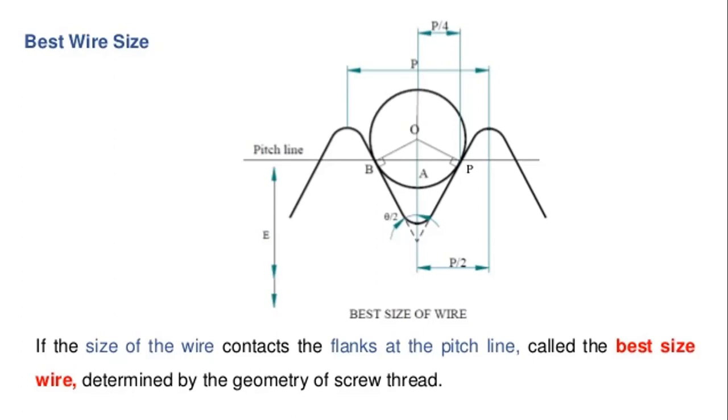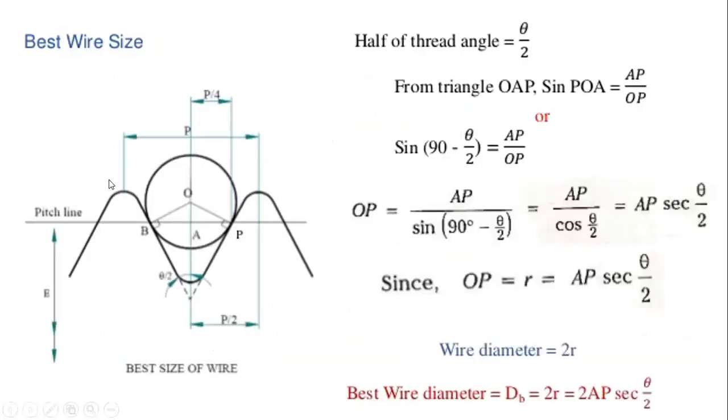Then it is divided at the point on the circle. So you need to take half of the thread angle, that is theta by 2. Theta by 2 is half of the thread angle.